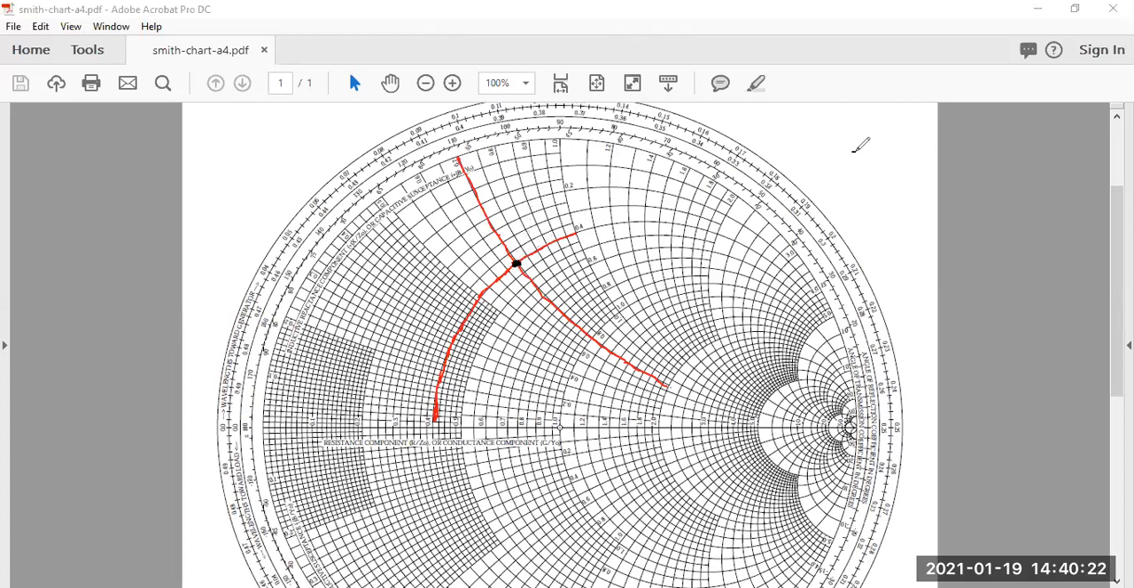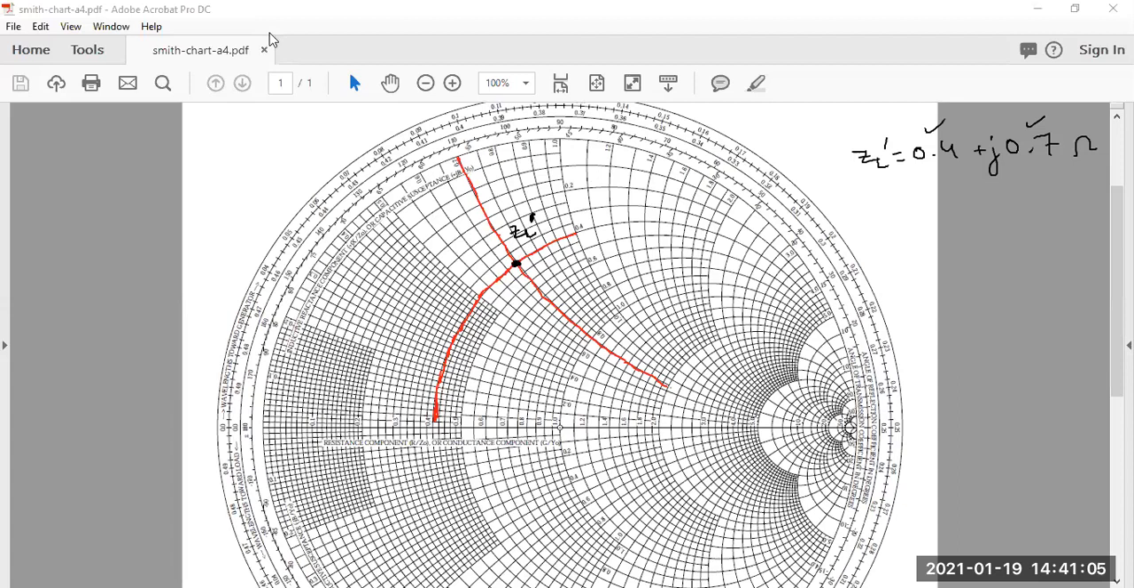So what was the load value? Normalized load value was 0.4 plus j0.7 ohm. So what I did, I identified the 0.4 resistive circle, I identified the 0.7 reactive circle, and then I found out where these two circles are intersecting on the Smith chart, and this is the intersection point, and this is going to be the location of ZL dash. So now I can mark this point as ZL dash. So the normalized load that is given to us in the example, its location on the Smith chart is this one. This is the first step that you need to do.